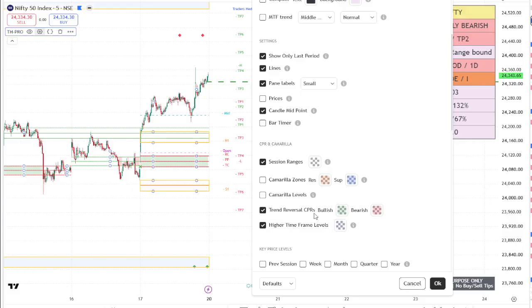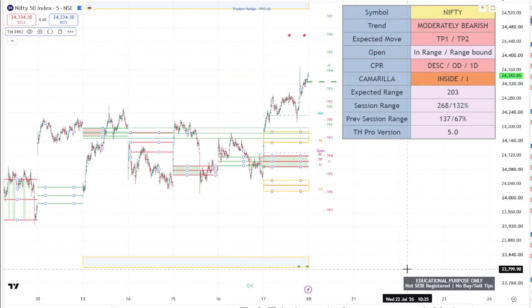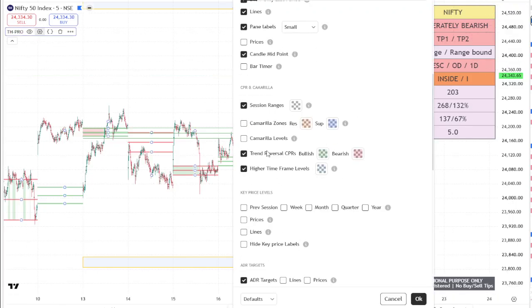Otherwise this is the standard CPR based pivots, and we have bullish and bearish coloring inside the CPR. Whenever this is enabled, it will plot the CPR. Let me just show you the CPR. Let me switch off the higher time frames.